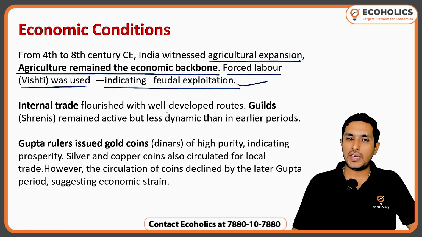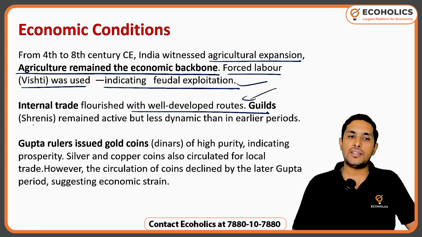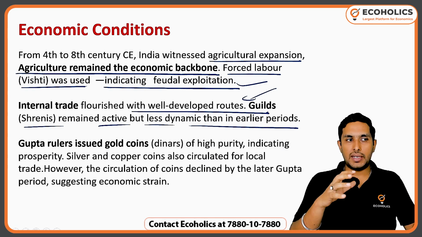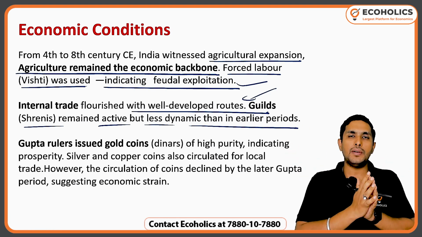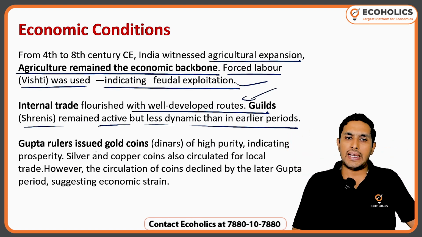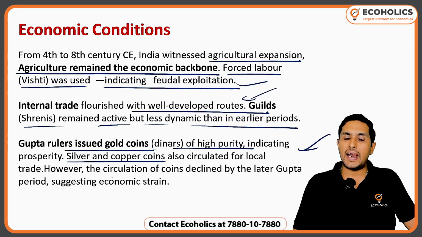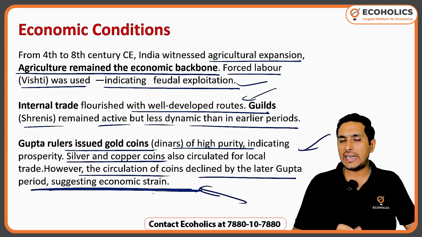Internal trade flourished. We had well-developed routes, Uttarapath and Dakshinapath. Guilds were there, and they were very much active. Guilds means, like we have goldsmith, ironsmith, and they collaborate with each other in a way. Then they did have coins. So currency is very much important in the economy. You have to mention the dinar had high priority. Silver and copper coins were also there, and circulation declined during the later Gupta time, which indicates economic strain.